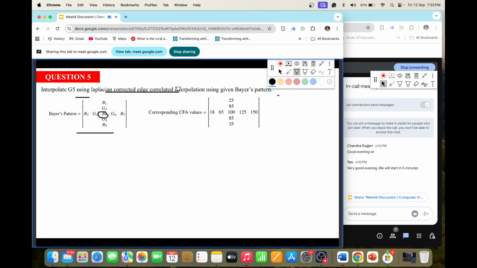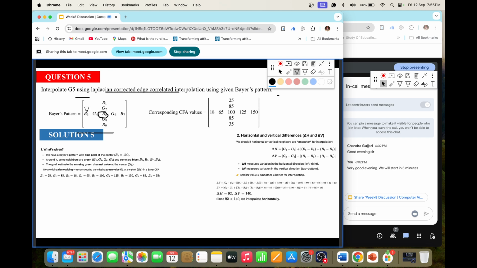So for that, our first target is to calculate delta H and second is to calculate delta V. Then we will see whether delta H is smaller than delta V or delta V is smaller than delta H. Once we get the smaller one, we will interpolate in that direction, vertical or horizontal. So the first target is to compute delta H and delta V. Delta H is calculated by this formula and delta V by this formula, and all other values are given according to this Bayer pattern.